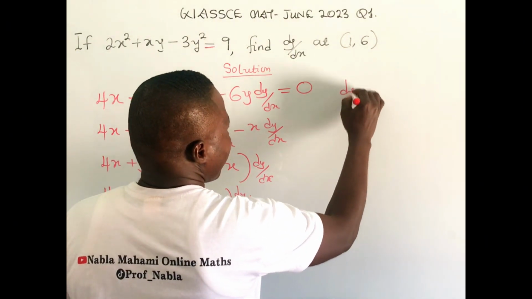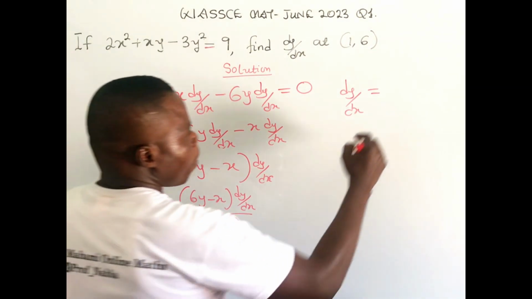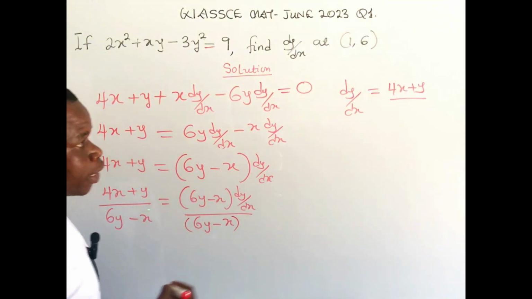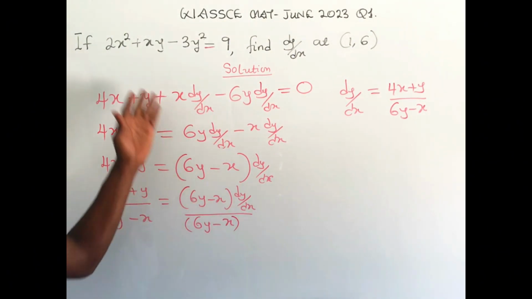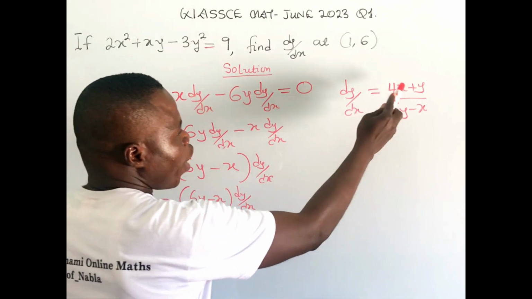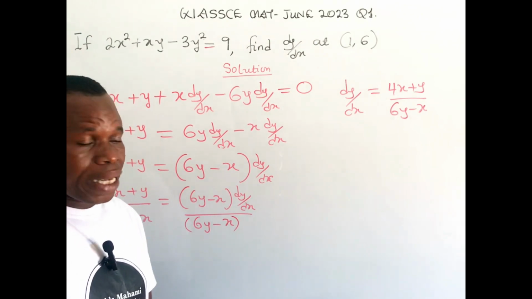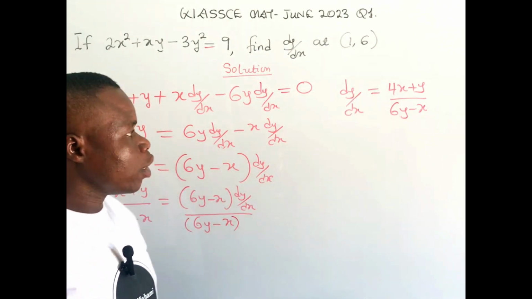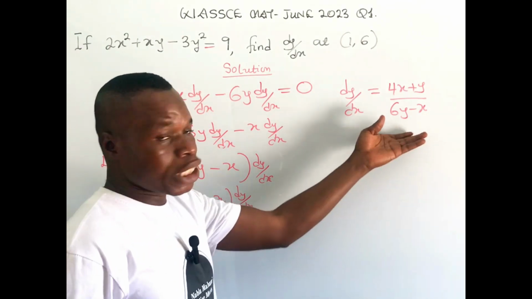So here I have dy dx will be equal to 4x plus y all over 6y minus x. So when you differentiate this equation by using implicit differentiation rules, your dy dx will be 4x plus y all over 6y minus x. But they are saying we should find dy dx at the point of (1, 6). So it means that my x is 1 and y is 6.